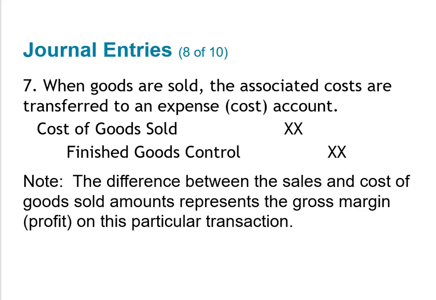When goods are sold, there are two parts to the transaction. The first is a journal entry showing the reduction of finished goods control and the increase in cost of goods sold. This is the cost of goods sold side of the transaction. The sales and accounts receivable, where we increase revenue and increase accounts receivable, is shown in journal entry 9. Note that the sales transaction is at its selling price, and the cost of goods sold is recorded at cost. And that's how we get gross profit out of it.